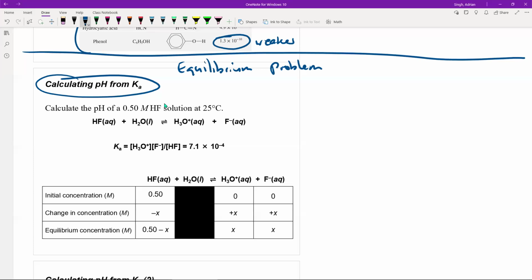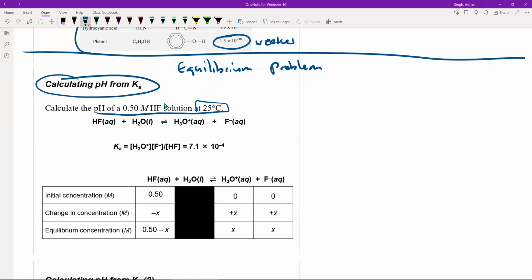So we have: calculate the pH of a 0.50 molar HF solution at 25 degrees. And again, the 25 degrees is just included to specify that this equilibrium is happening at a particular temperature. We're not really going to look at changes in temperature and the effect on the equilibrium at this point, but we need to specify the temperature.